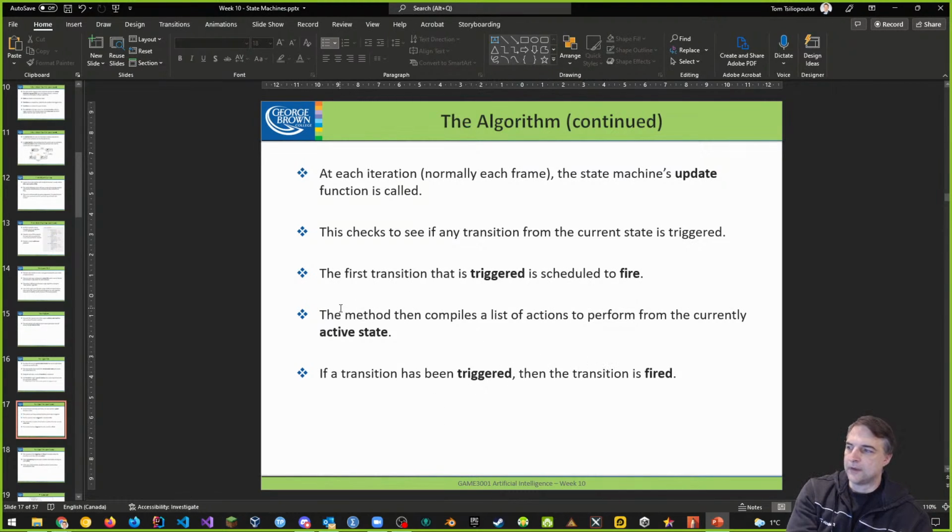Okay, so then the method compiles a list of actions to perform from the current active state. Sometimes there's another transition action that's going to happen. A good example of that is if I'm transitioning from, let's say, attack to flee, maybe what I'm going to do is have an animation while I'm transitioning that basically puts my weapons away while I run. Or I drop my weapons and run. It's different ways of doing things. So you can trigger a certain amount of other kinds of actions at the same time.